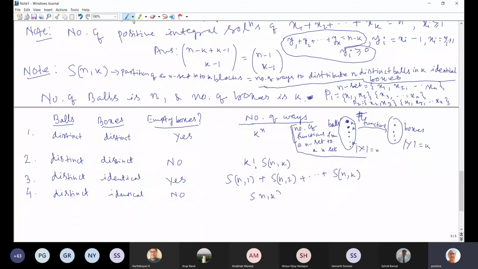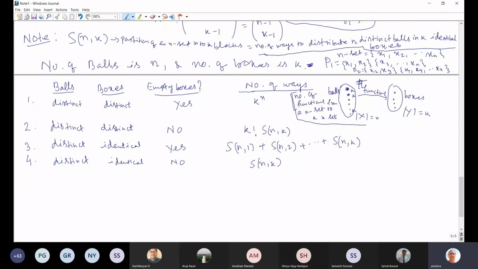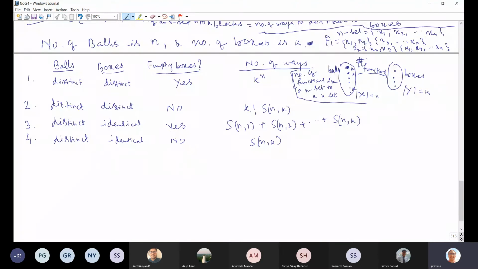So the next case. In total we will have 8 possibilities. Here 4 are done, then the 5th one. All distinct is over for these balls. Now identical balls, and then distinct boxes, and yes, some boxes may be empty.